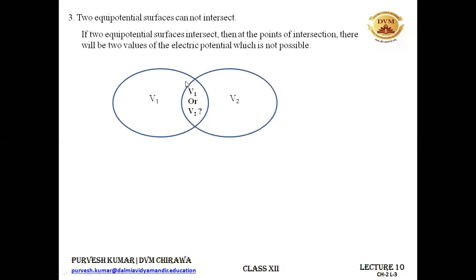If you are seeing the second equipotential surface, you will be writing it as V2 only. So it is not possible. It can only be possible when V1 is equal to V2. So two equipotential surfaces with different potentials cannot intersect each other. If they did, there wouldn't be any single value of electric potential at the common area of intersection of the two surfaces. This can only be possible if they are at the same electric potential.